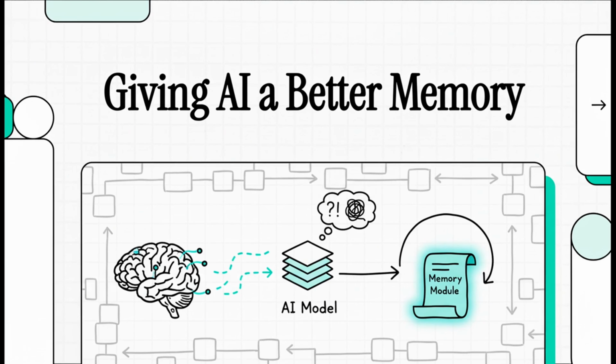Today, we are diving into a huge, fundamental problem that plagues even the most advanced AI models out there. And more importantly, we're going to look at a brand new, kind of revolutionary way to solve it. We're talking about giving AI a much better memory.